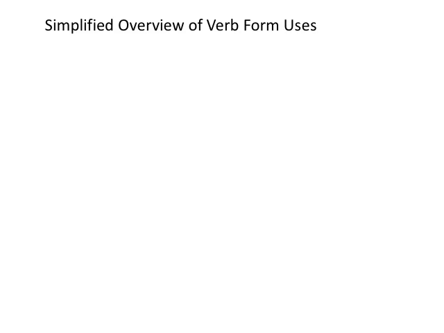This presentation is devoted toward a simplified overview of verb form uses. And because I'm a teacher, I'm going to do what teachers do and start with some disclaimers and qualifications.